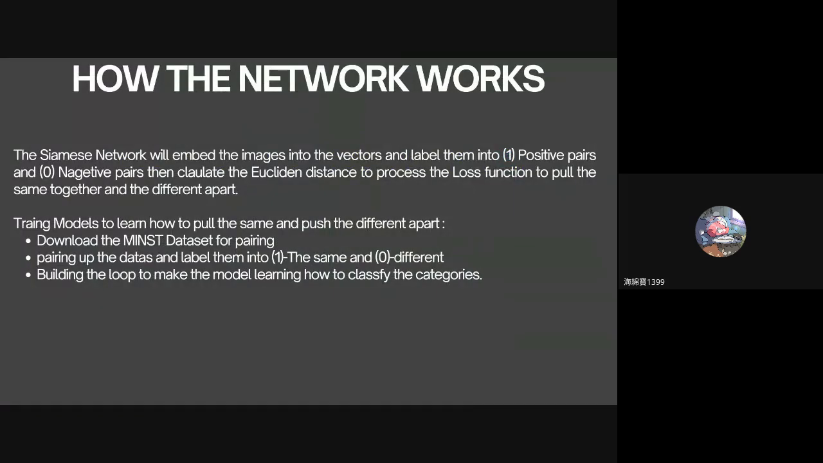First, let's see how the network works. The network will embed the images into vectors and label them 1 and 0. 1 stands for positive pairs, which means the same, and 0 means negative pairs, which are different, and then calculate the distance and process the loss function. And here are the steps to train the model. First, download the MNIST data set, pair up the data and label it, and build a loop that makes the model learn how to classify the categories. Okay, next page.